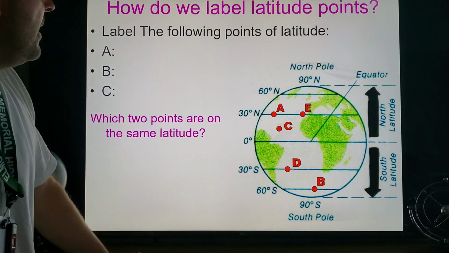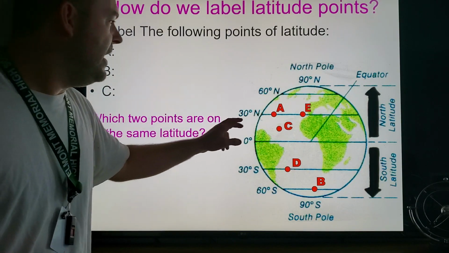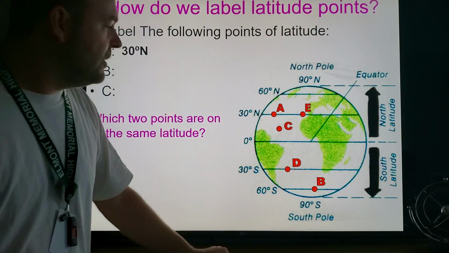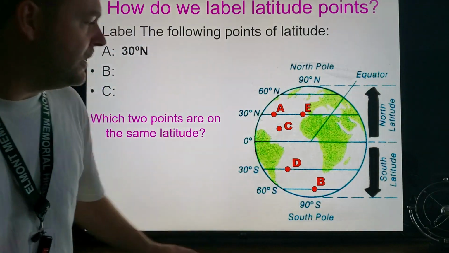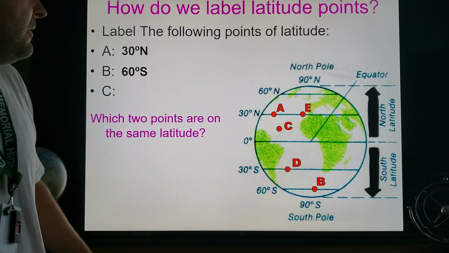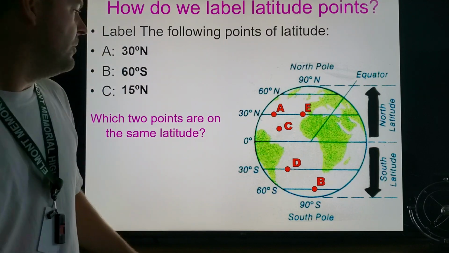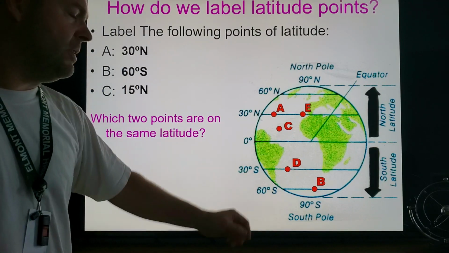All right, let's check how you did. So for the first one there, A looks like it's on 30 degrees north, right? B certainly looks like it's on 60 south. And C, of course, somewhere in the middle there. So you approximate about 15 degrees north. Which 2 points are on the same latitude?